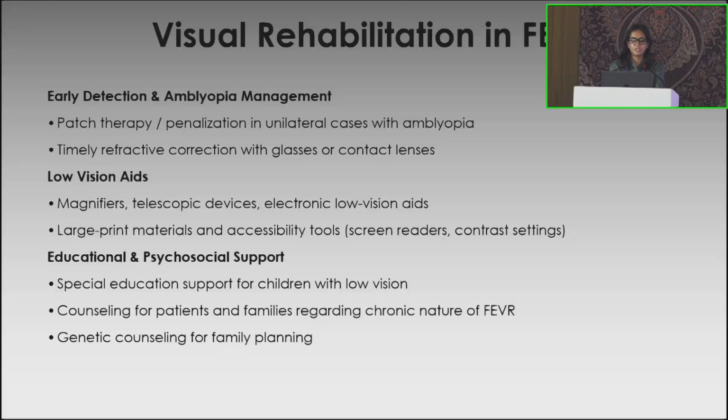It involves early detection and amblyopia management, patch therapy, penalization in unilateral cases with amblyopia, timely refractive correction with glasses or contact lenses, low vision aids involving magnifiers, telescopic devices, electronic low vision aids, large print material and accessibility tools, educational and psychosocial support, special education support for children with low vision, counseling for the parents and family regarding the chronic nature of FEVR, and genetic counseling for family planning.